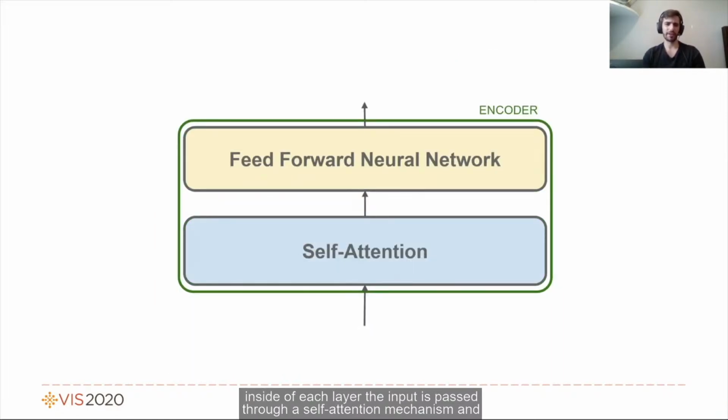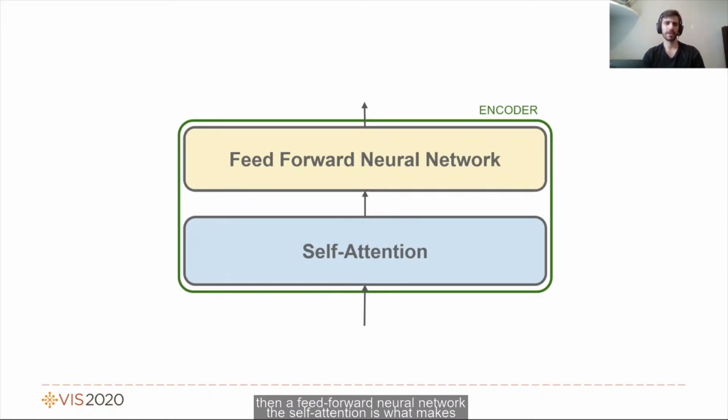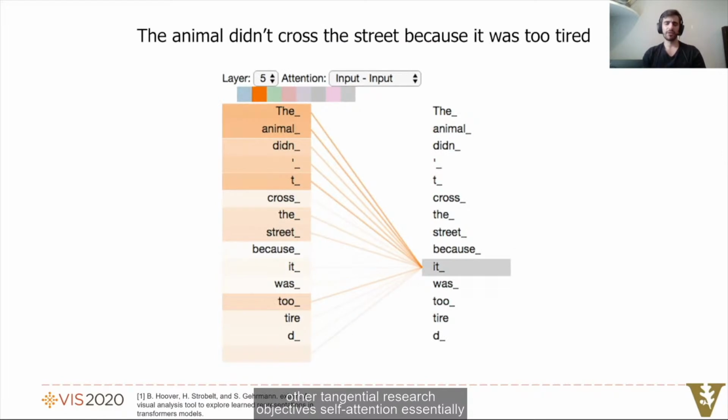Inside of each layer, the input is passed through a self-attention mechanism and then a feed-forward neural network. The self-attention is what makes transformer models so robust and is the focus of our research and a number of other tangential research objectives. Self-attention essentially helps the different layers of the model focus on relevant parts of the input sentence to generate context. And it shows, for a given specific word, the influence of different words on the next layer embedding of that word. Given an example, the animal didn't cross the street because it was too tired, we know that it may refer to a variety of things.